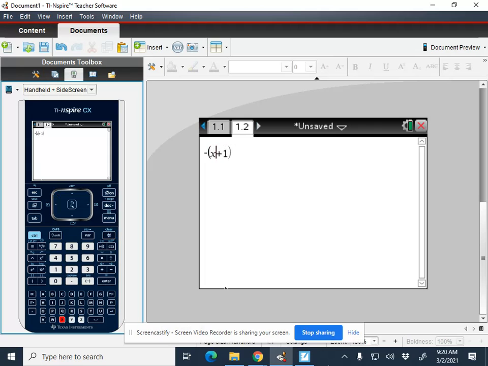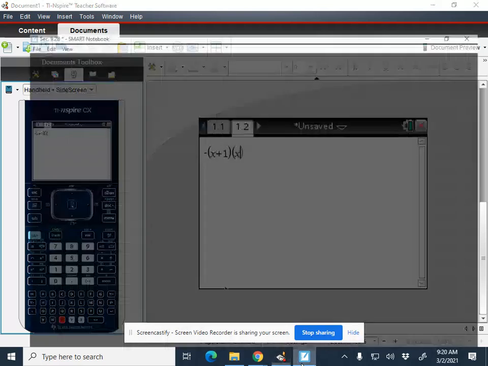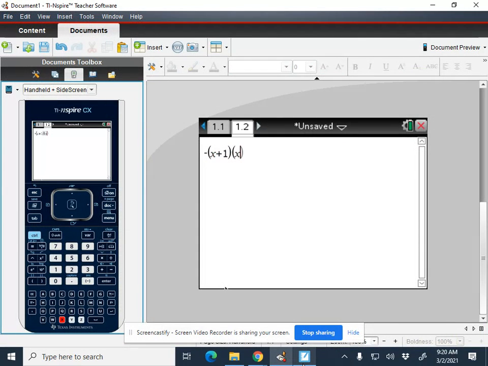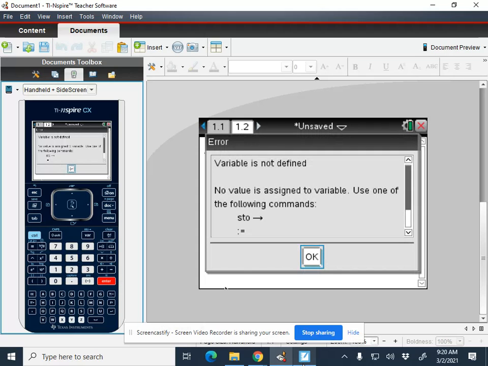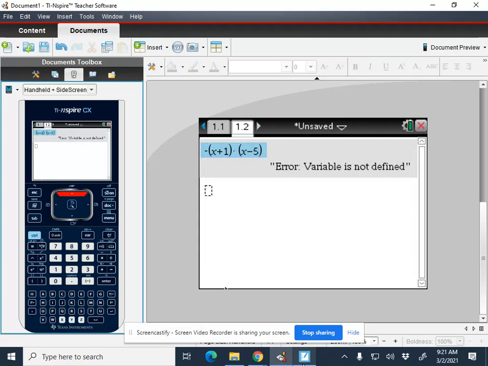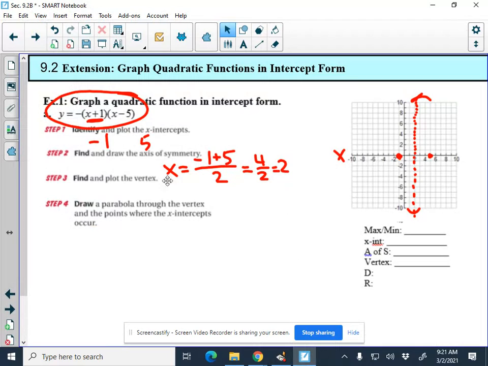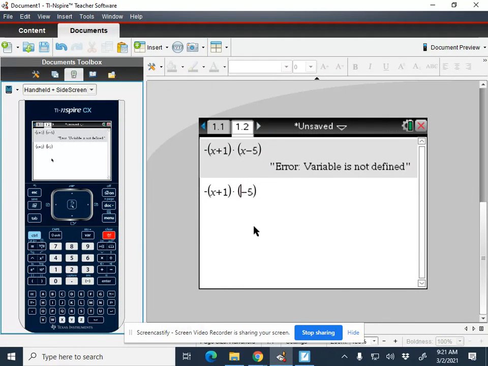So actually, I'm going to do it this way. I'm going to go a little slower while everybody grabs their calculator. It's x plus 1, and it's x minus 5. Now, if I were to hit enter, it's probably not going to get me anything because it says the variable's not defined. You can't type the variable in, okay? So I'm going to go up. I'm going to copy that. I don't want to put in x. I want to put in what we found x to be. When we found the axis of symmetry, which is halfway between the two intercepts, we're going to replace the x with a 2.